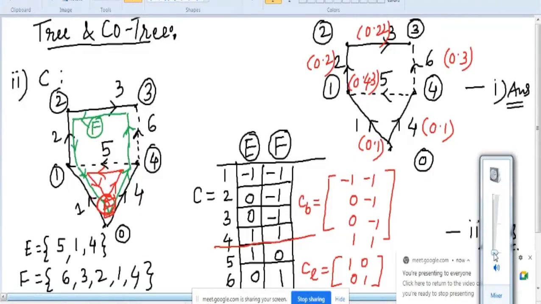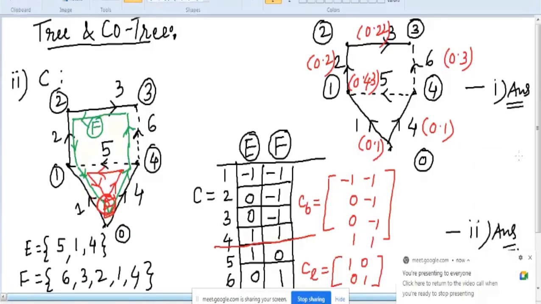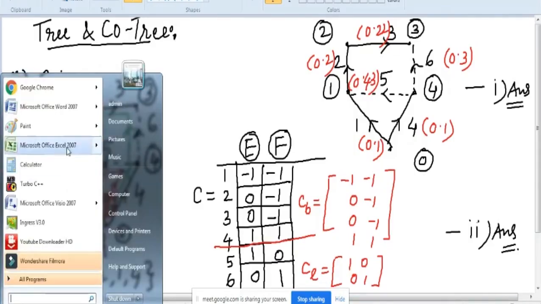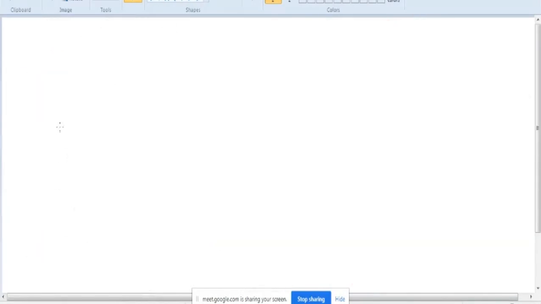In the last lecture, we solved one numerical related to the singular transformation, and in that we derived the Z loop, the loop impedance matrix. We have already said that in the singular transformation technique, there are three types of matrices that are to be formed.